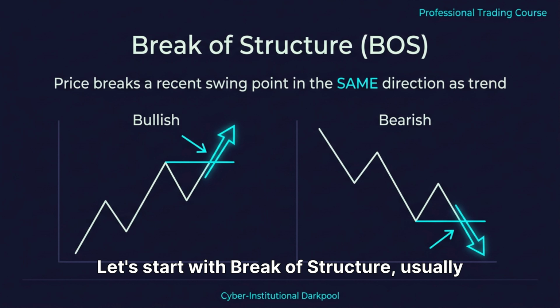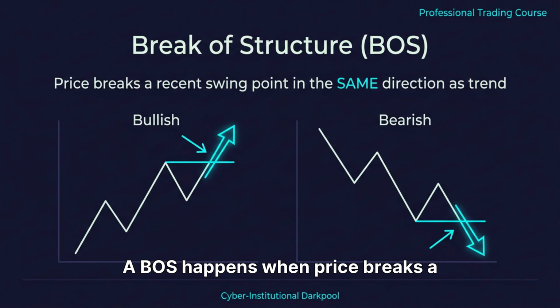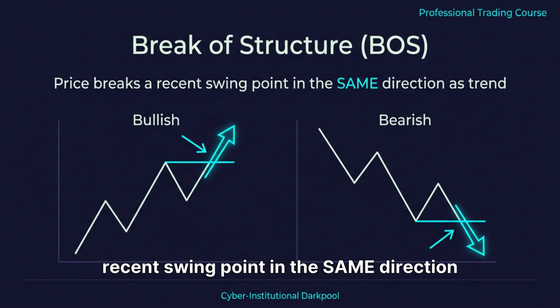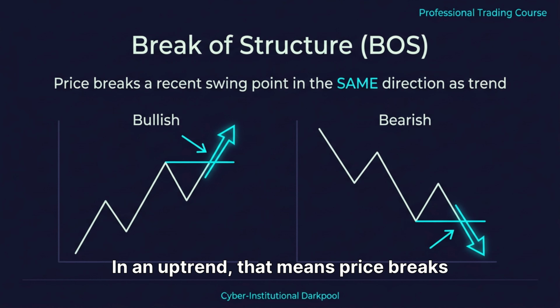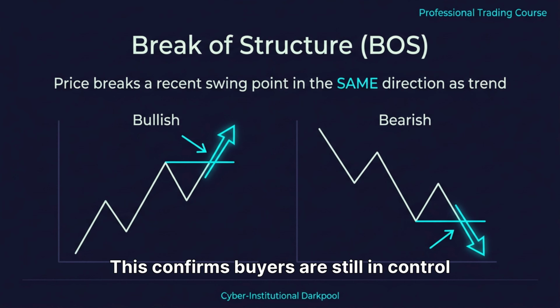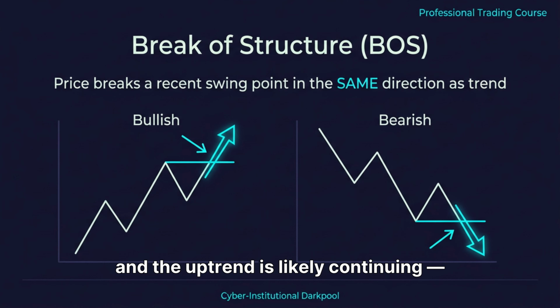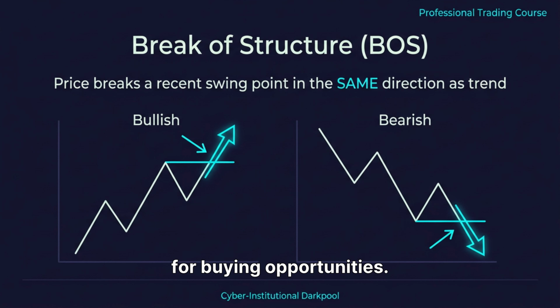Let's start with break of structure, usually just called BOS. A BOS happens when price breaks a recent swing point in the same direction as the current trend. In an uptrend, that means price breaks above a prior swing high. This confirms buyers are still in control, and the uptrend is likely continuing. It's a green light to keep looking for buying opportunities.